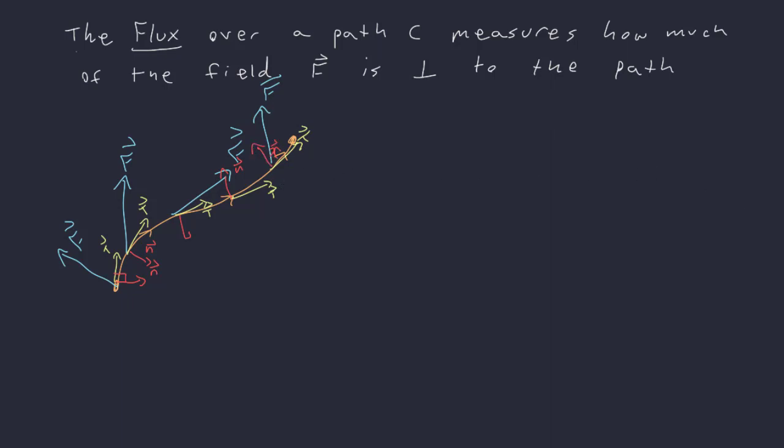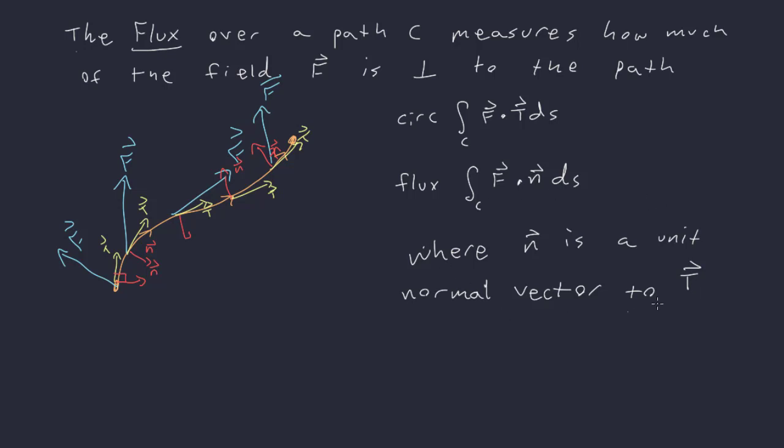Instead of the circulation, where we had the line integral of F dot T ds, what we're going to look at for the flux is the line integral of F dot N ds, where N is a unit normal vector to T. So we want N to be a unit normal vector to T.